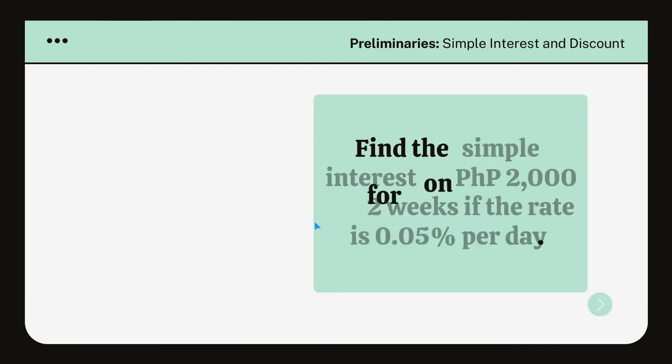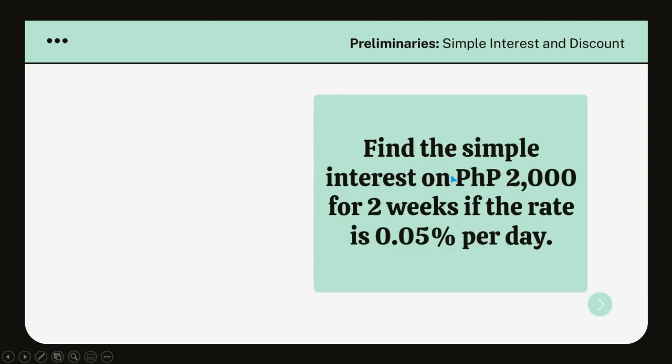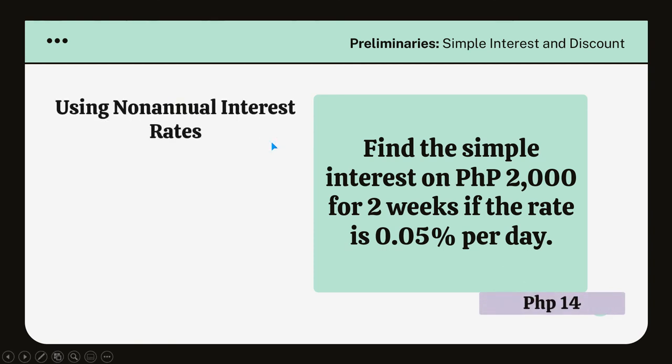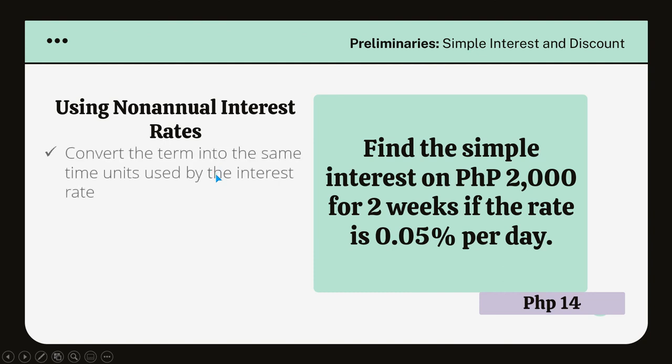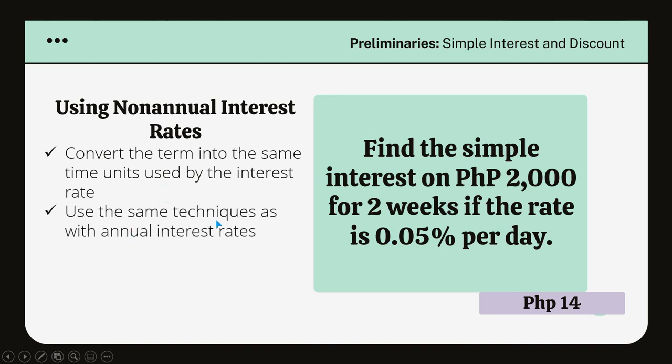Okay, next. Find the simple interest on 2,000 pesos for 2 weeks if the rate is 0.05 per day. Okay, so the answer is 14 pesos. Now, we're talking about non-annual interest rate. For using non-annual interest rates, what you need to remember is you just really need to convert the term into the same time units used by the interest rate. So, ang term kasi natin ay 2 weeks. Ang ating rate ay per day. Okay? So, use the same techniques as with our annual interest rates and that's it.